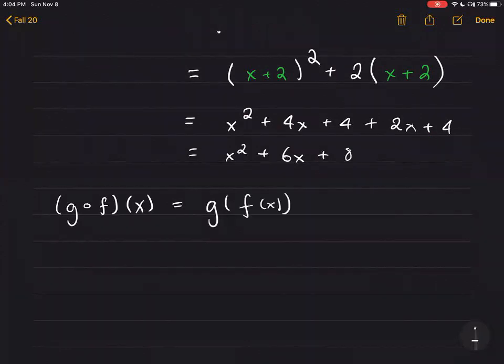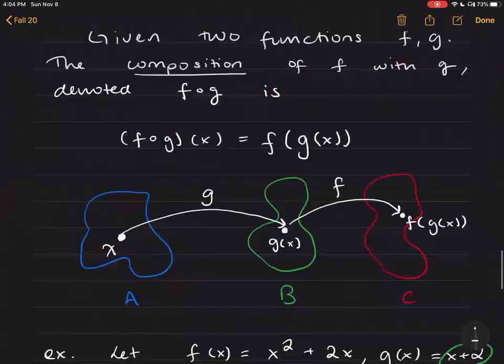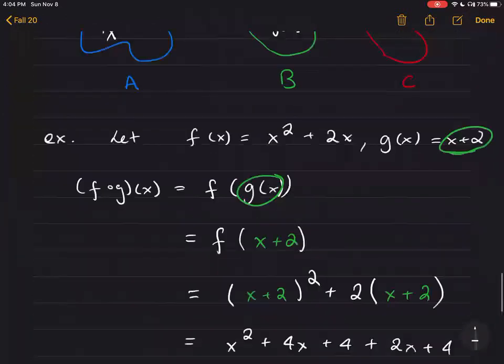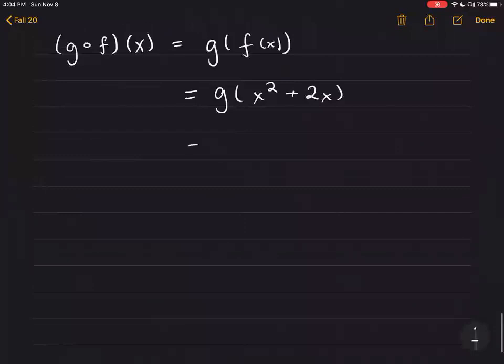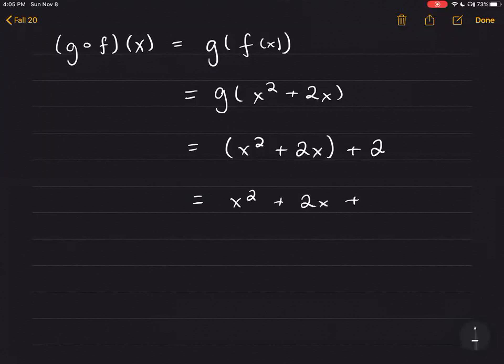And then what we're going to do is we're going to plug in for f of x. So this will be g of f of x is x squared plus 2x. So this will be x squared plus 2x. And then we're going to plug that into g, which is up here, x plus 2. And so then everywhere we see an x, we're going to replace it with x squared plus 2x. So we get x squared plus 2x, and then plus 2 on the outside. And then if we just get rid of the parentheses, we get this.